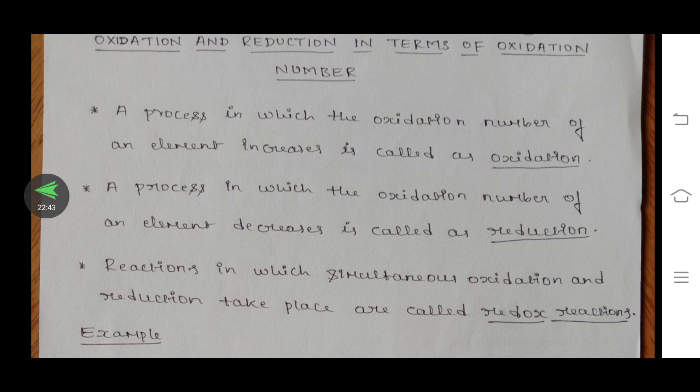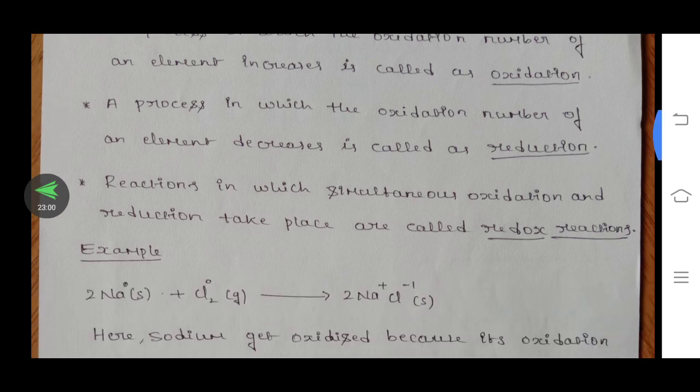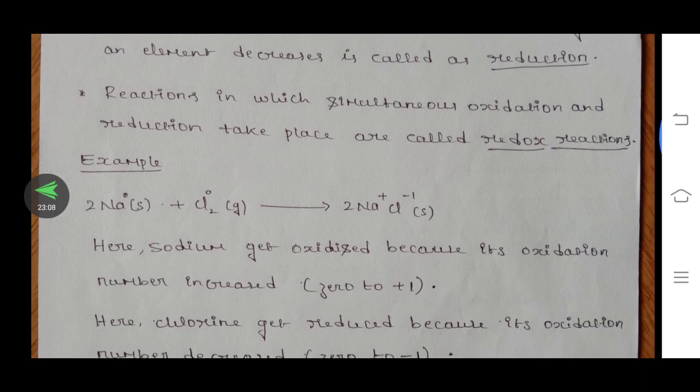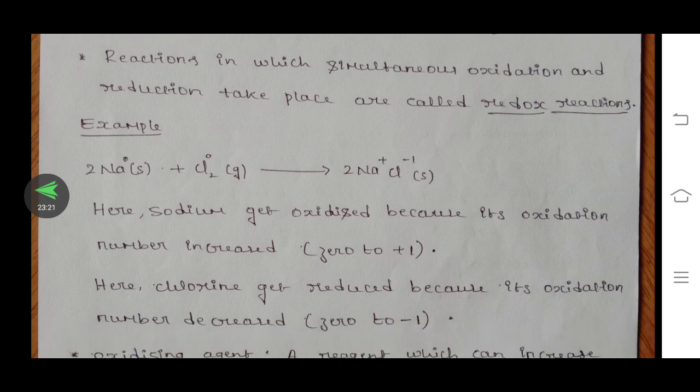Okay, if any element's oxidation number increases, that element is undergoing oxidation. If the element's oxidation number decreases, it is undergoing reduction. Reactions in which oxidation and reduction take place simultaneously are called redox reactions. Example, 2Na plus Cl2 gives 2NaCl. Now in this case, see, Na oxidation state is 0.